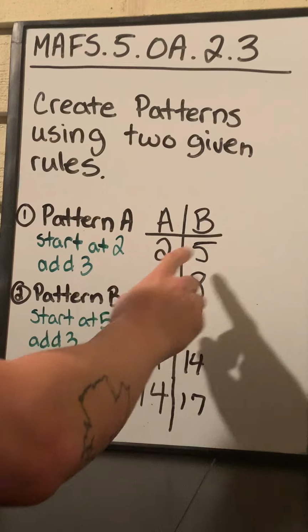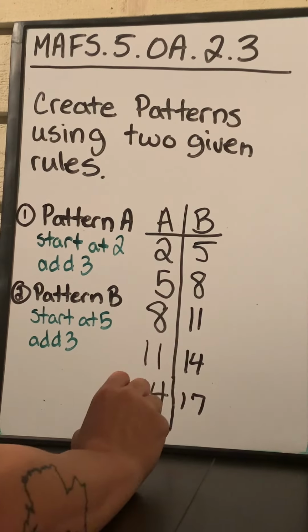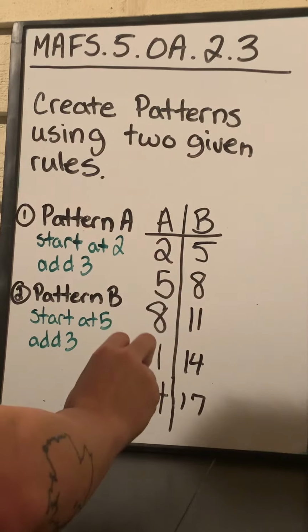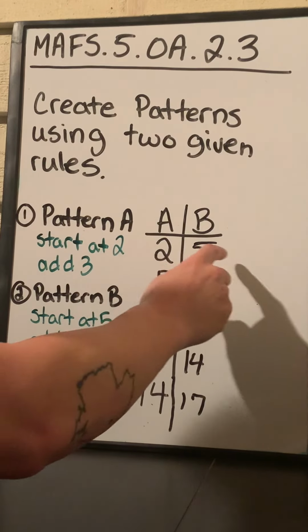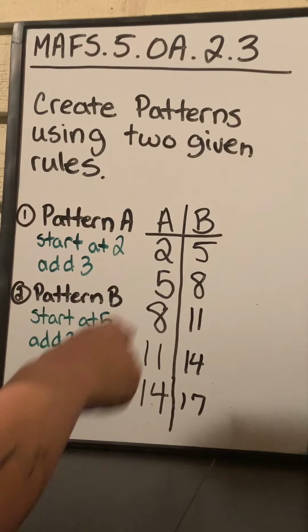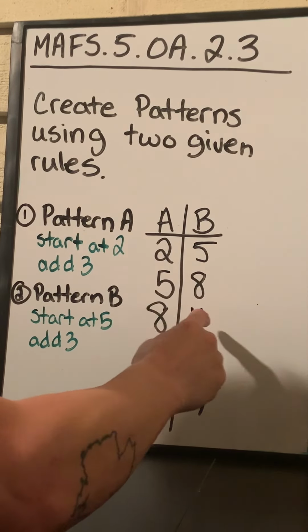There's a matching number across from it. And if you see these two, since they're the first term, the second term, the third term, these are called corresponding terms because they're related. They're right next to each other. So each of these are corresponding.